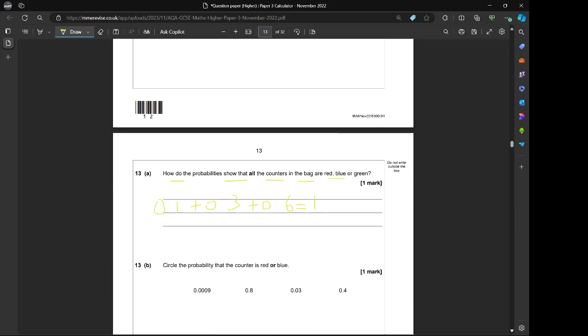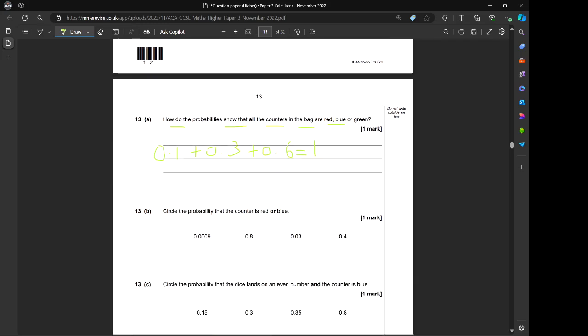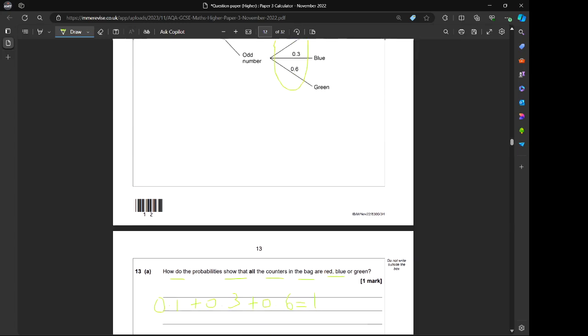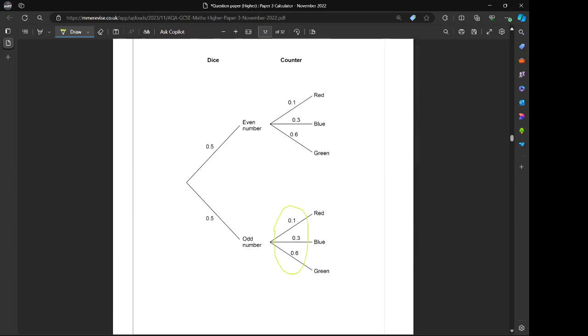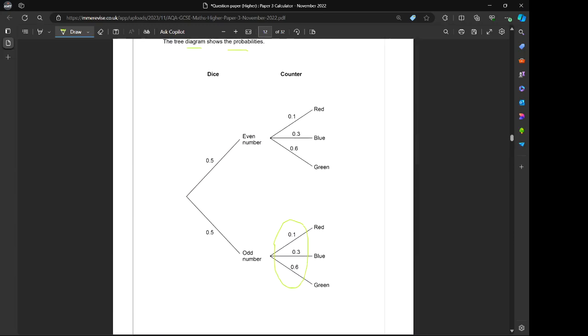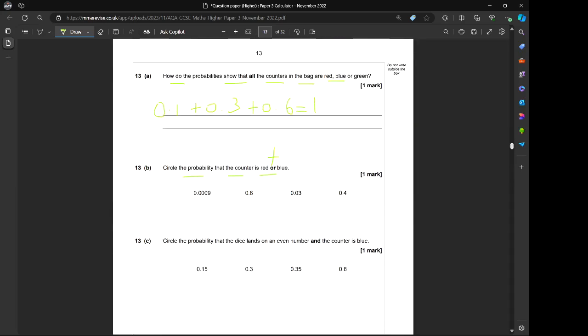Okay, what about part B, guys? Circle the probability here that the counter is red or blue. Now, the word or means that I'm going to add my answer here at the end. So the probability that it's red or blue, it'll be 0.3 plus 0.1.